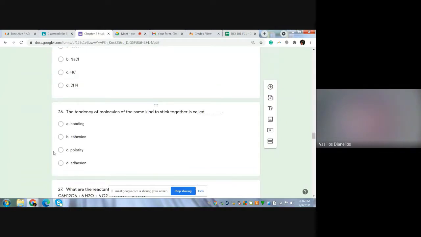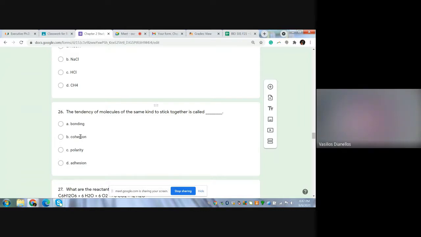The tendency of molecules of the same kind to stick together. So here we go. Same kind, not different kinds, but same kind. The answer is cohesion, right? Because they're the same kind. So when a water molecule sticks to a water molecule, that is cohesion.